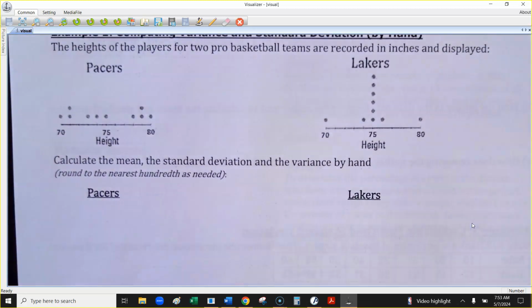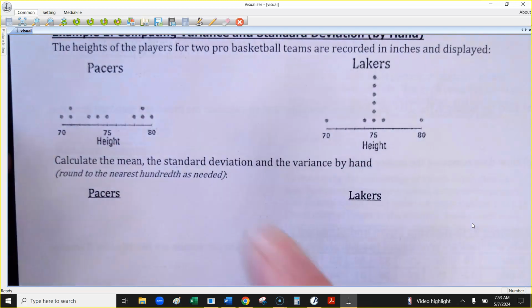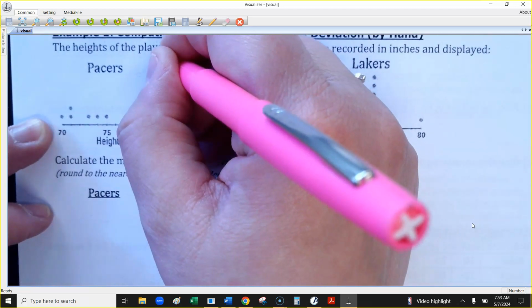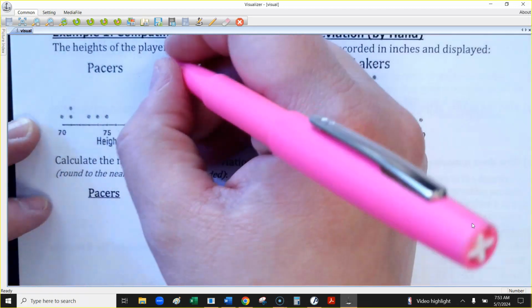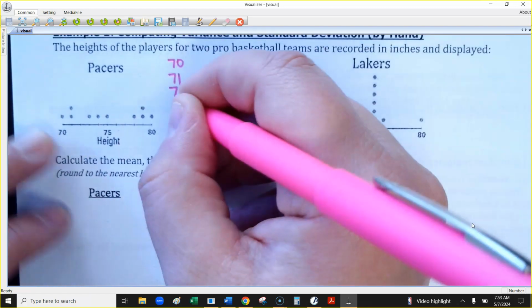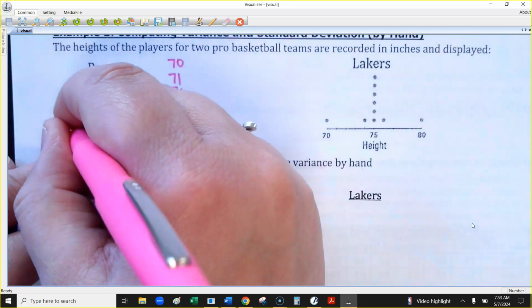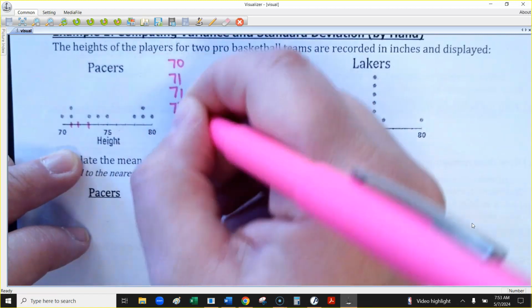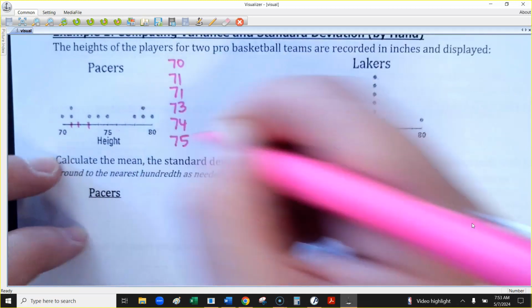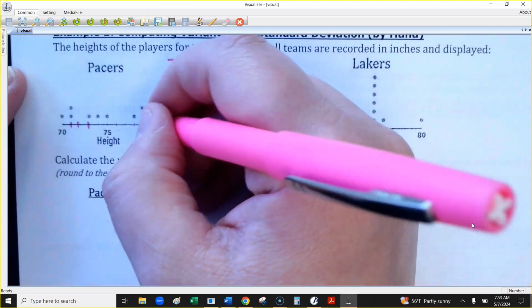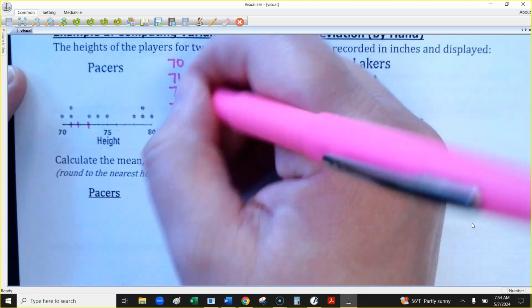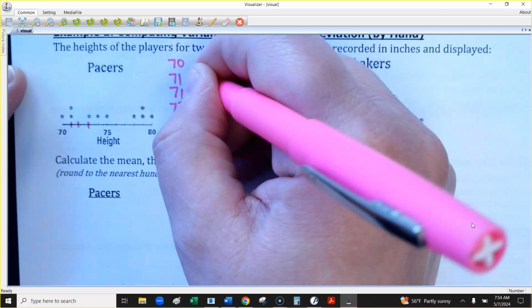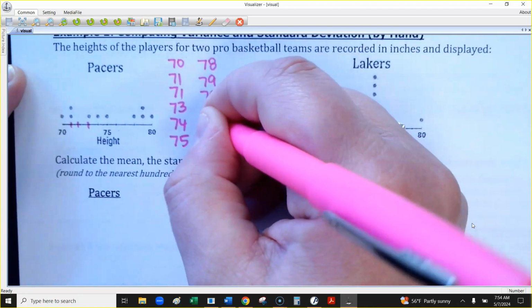First thing, let me just write down what these heights are. This is called a dot plot. So each one of the dots represents a person and how tall they are in inches. So I'm just going to write these down real quick. On the Pacers, I've got one person whose height is 70 inches. Then we've got two people at 71. These little tick marks are kind of hard to see, sorry. Let's see, 1, 2, 3, one person at 73, one person at 74, one person at 75, and then I've got one person at 78, two people at 79, and one person at 80.